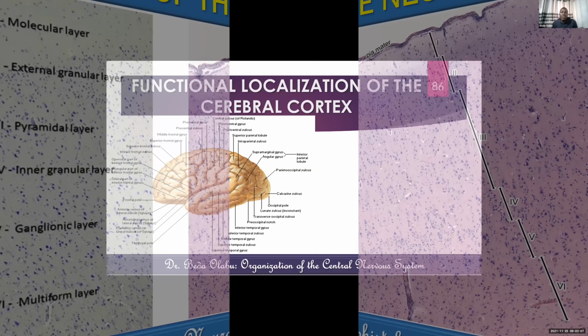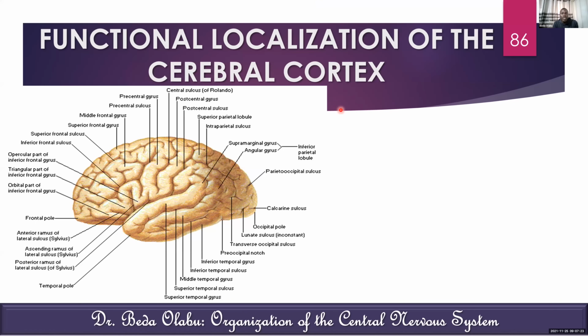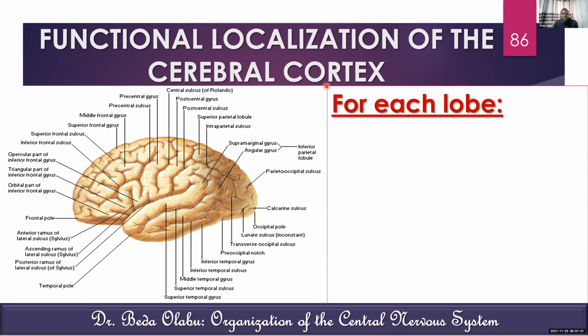Good. So we've talked about histological organization of the cerebral cortex. Now I want us to switch gear, having talked about histological organization of the cerebral cortex, to talk about functional localization of the cerebral cortex. Maybe first I give you a general concept, then we focus on the 2 cortices.